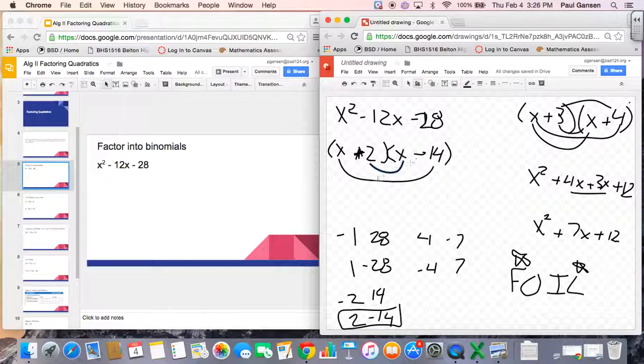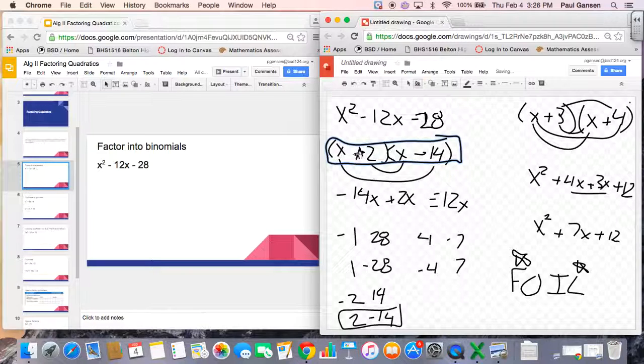Let's check. X times negative 14, negative 14x. And 2 times x is plus 2x. When those combine, we get negative 12x, which is what we're looking for, and it worked. There we go. So that's the basic idea behind that. And so our answer for this is going to be what we have right here. As I'm not drawing my box very well, that is our answer right there. X plus 2 times x minus 14 is our factored expression for that.